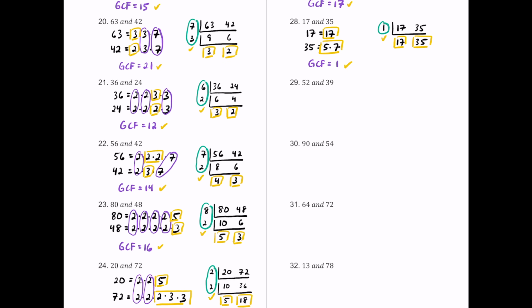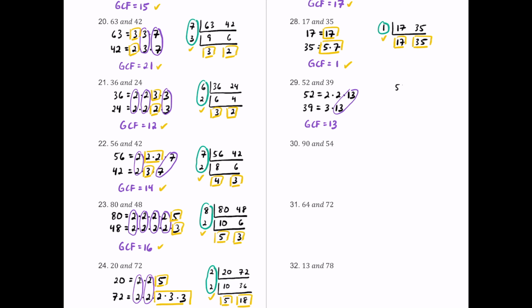For number 29, we have 52 and 39. So 52, turns out it breaks into 2 times 2 times 13. You might need a factor tree again. 39 actually breaks into 3 times 13. So these 13s were hidden inside as common factors. I think that's all they have in common, so we can say the GCF is equal to 13.